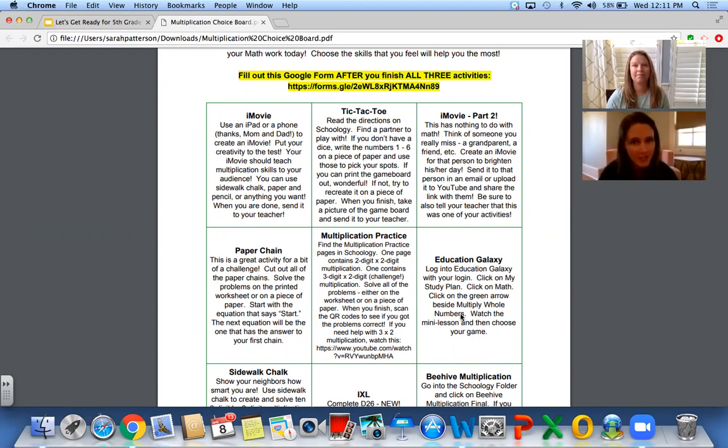But if you look at the top row, I see something that catches my eye. I see the iMovie, part 1 and part 2. So that's something new that I haven't tried before. I would definitely read that and try that one out if you're interested, because that sounds really fun. It's a great way to review multiplying and then just keep connecting with all the people that we love.